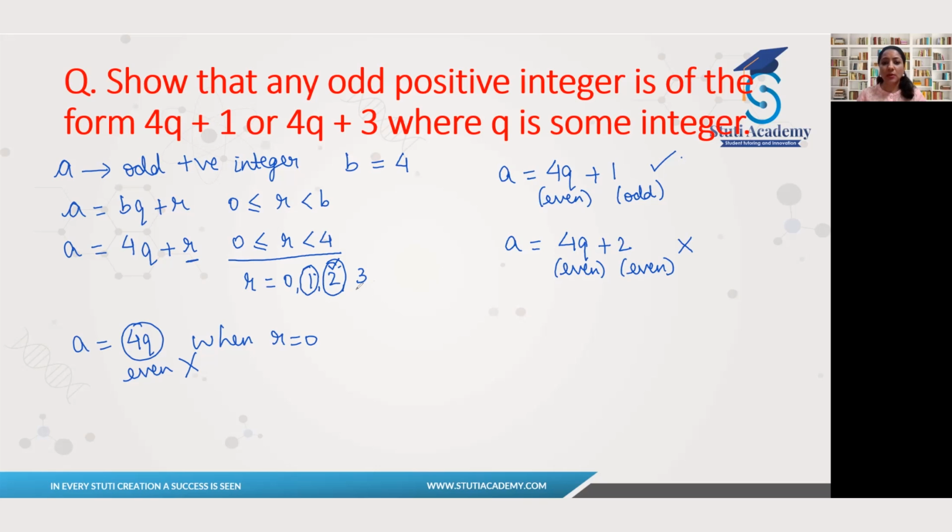Now comes the last case where r is 3. So I'm going to put r is equal to 3 here. I'll get a is equal to 4q plus 3. So this 4q is even and we know 3 is an odd number. Even plus odd will give us odd. So in this case, it's possible since a we've taken as an odd positive integer and 4q plus 3 is also an odd number. So this case is also possible. Now we can see that any odd positive integer is of the form 4q plus 1 or 4q plus 3, where q is some integer.